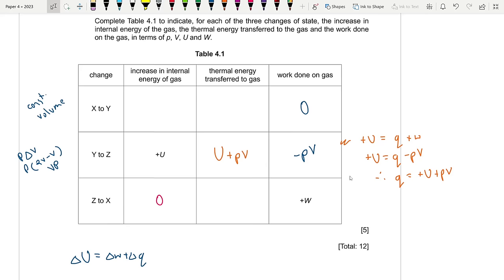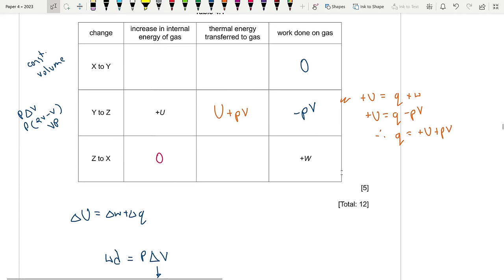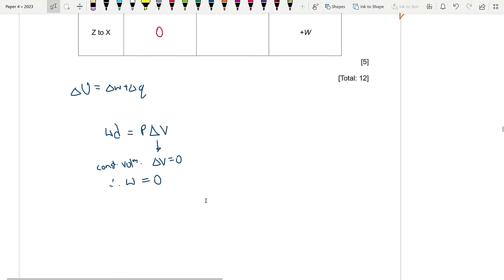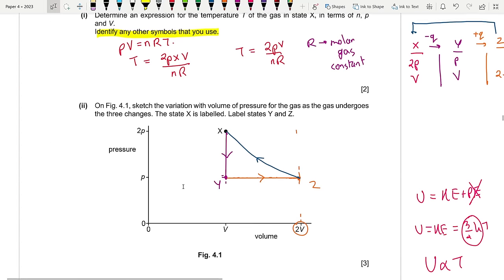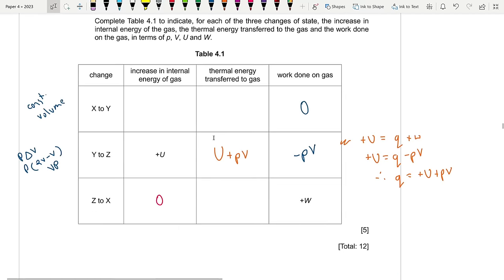Sorry, if any change occurs at constant temperature, the net change in internal energy will always be zero. Now, we can backtrack again because throughout the whole cycle, I started from X and came back to X again, where my pressure is the same, volume is the same, N is the same, R is the same, and T is also the same. So what does that mean? Throughout my whole cycle, the net internal energy that I've gained is actually zero.